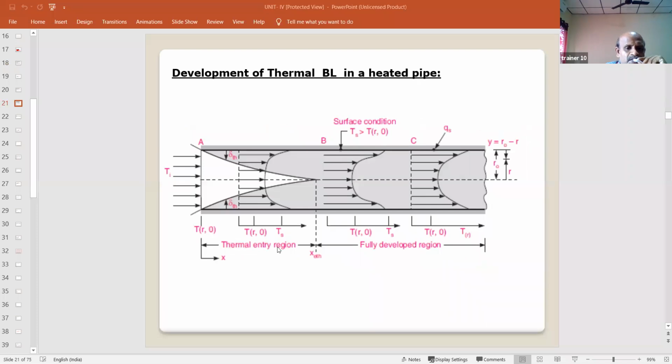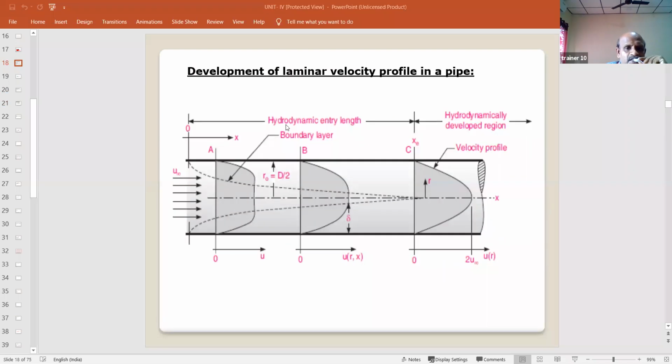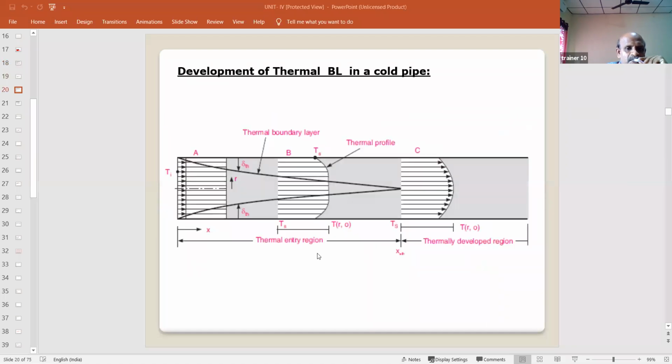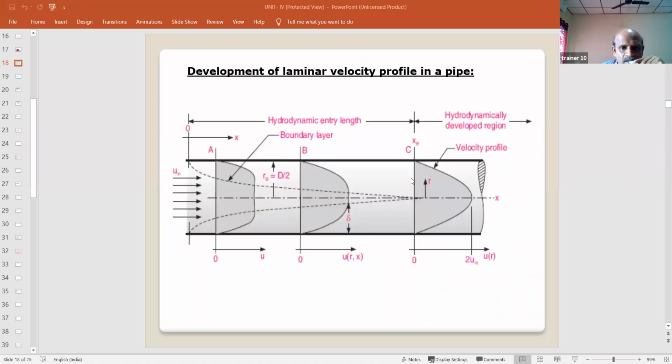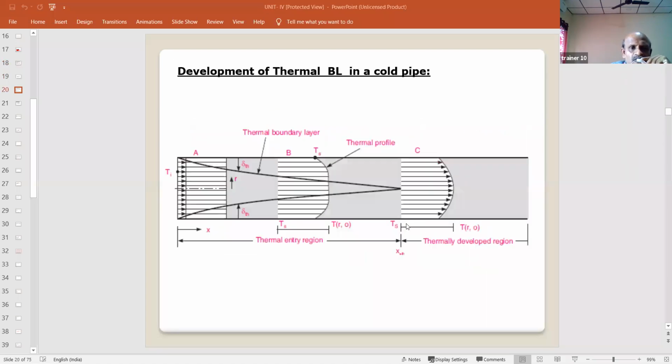So here also we have a thermal entry region, similar to the hydrodynamic entry length. After that, the thermally developed region, hydrodynamically developed region, that means there is no change in the boundary layer over this portion. That means already developed. So this is the developing stage and this is the developed stage. So this is about the formation of velocity boundary layer and thermal boundary layer in internal flow. We already studied the external flow, and similarly here we have the internal flow.